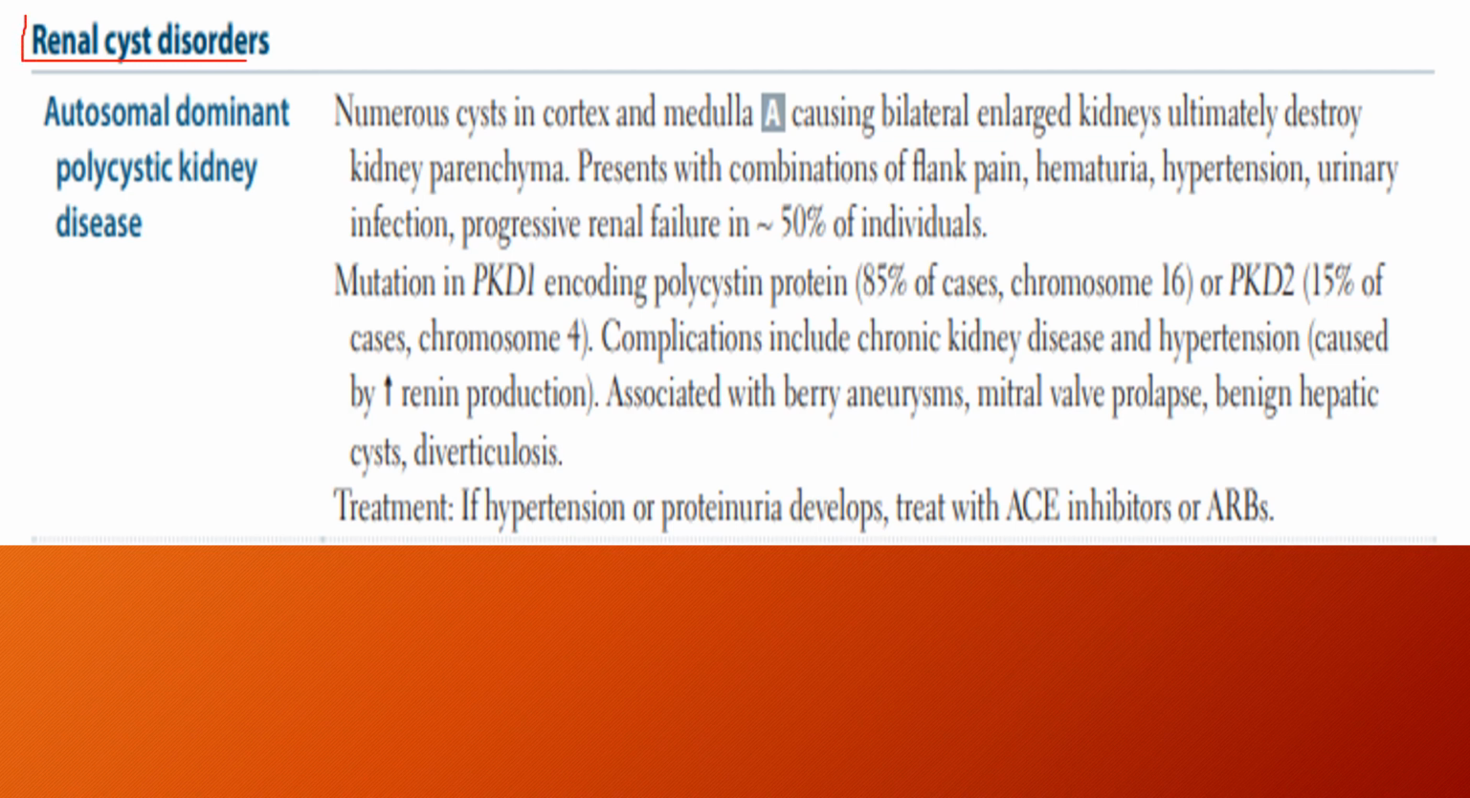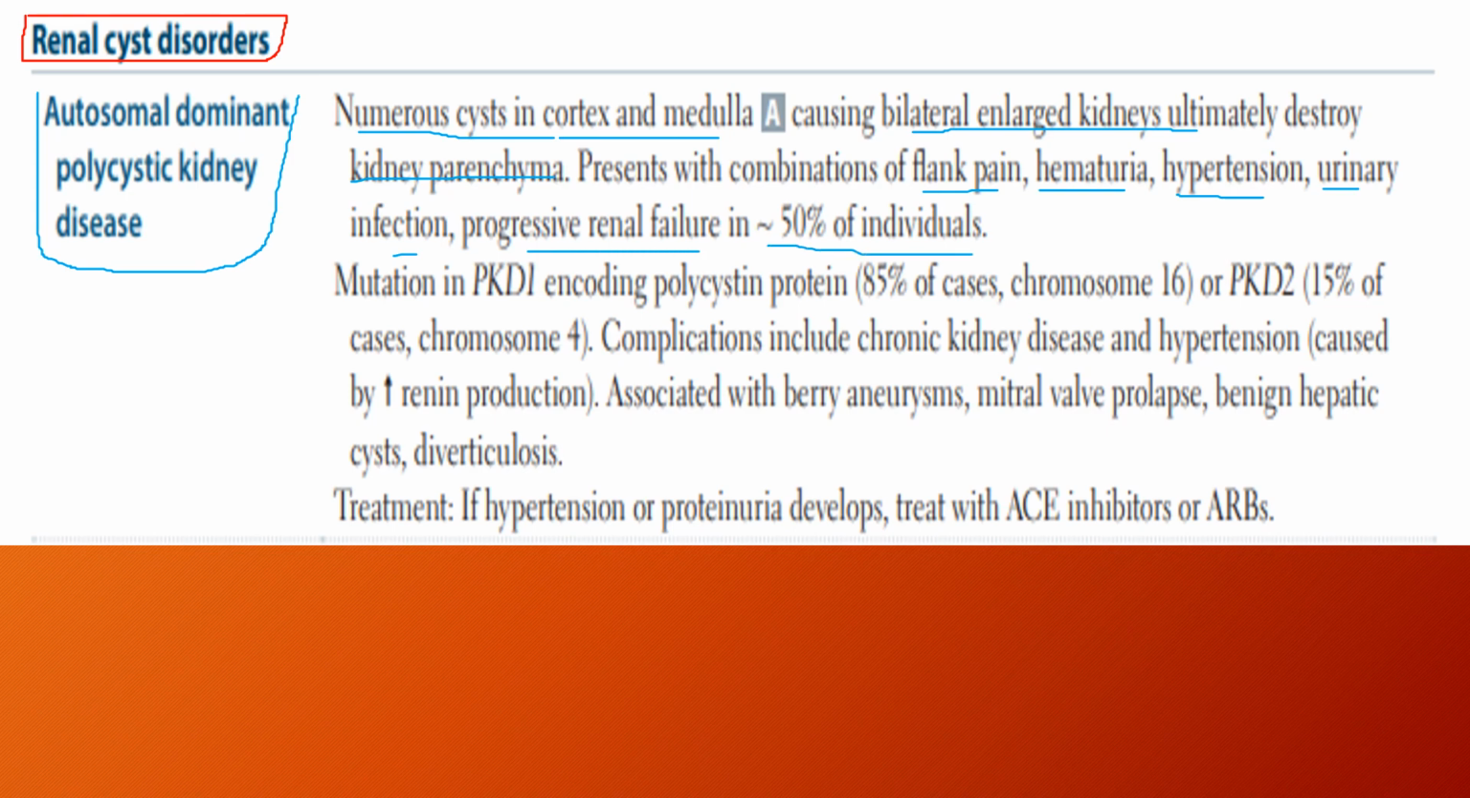Renal cyst disorders. First we'll see autosomal dominant polycystic kidney disease. Numerous cysts in cortex and medulla causing bilateral enlarged kidneys ultimately destroy kidney parenchyma, present with a combination of flank pain, hematuria, hypertension, urinary infection, and progressive renal failure in approximately 50% of individuals.